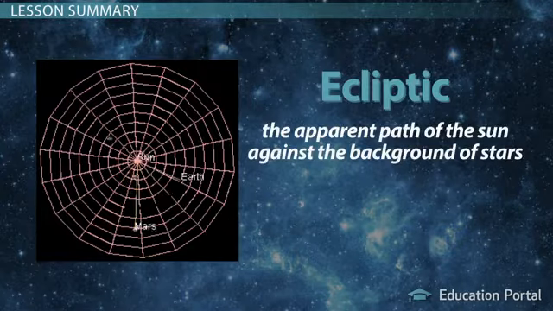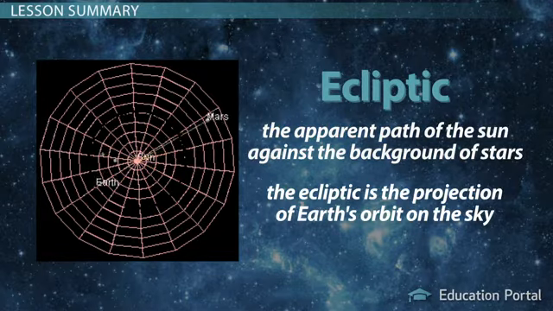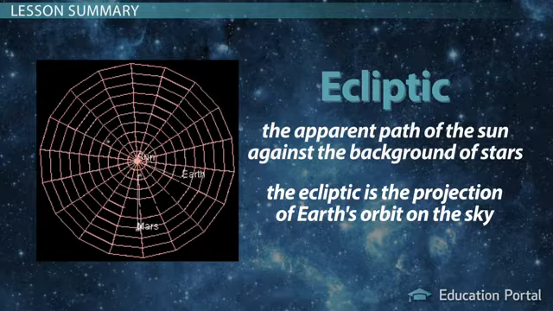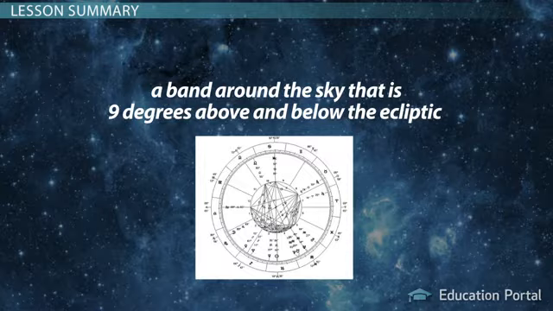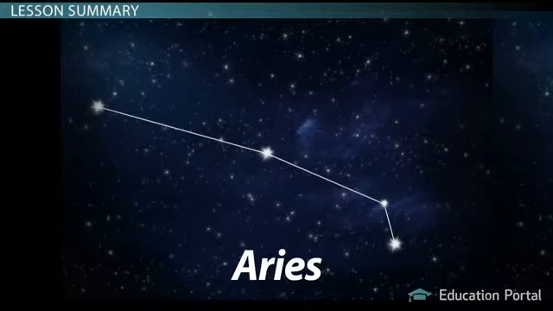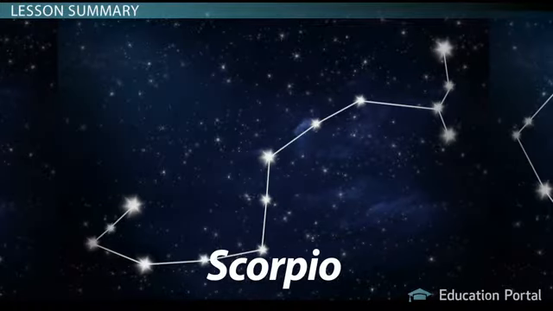The ecliptic is the apparent path of the sun against the background of stars. To put it another way, the ecliptic is the projection of Earth's orbit on the sky. There is a band around the sky that is 9 degrees above and below the ecliptic, and it is called the zodiac. The zodiac includes signs like Aries, Cancer, and Scorpio.